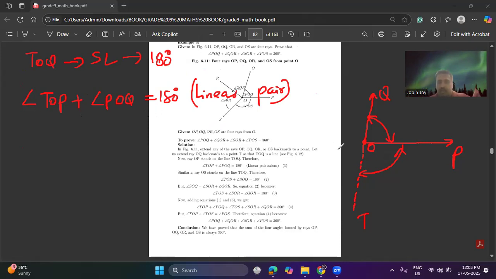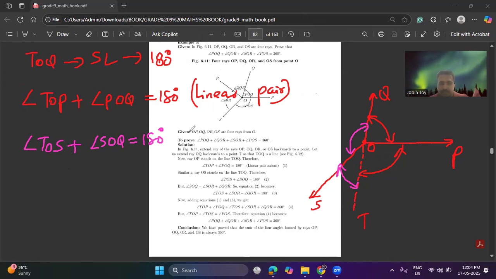Similarly, I can take this side. This is S, right? Same thing, I'm changing this color. So this angle plus this angle equal to 180 degree, right? So I can write angle TOS plus angle SOQ is equal to 180 degree. I am writing again linear pair, you already know that, I am not repeating again. So this is equation number 1, and this is equation number 2.